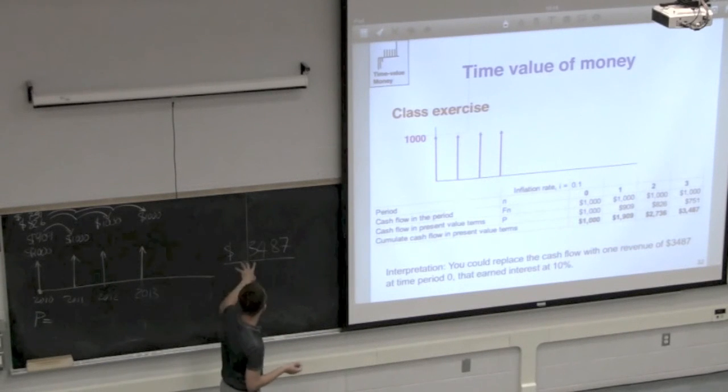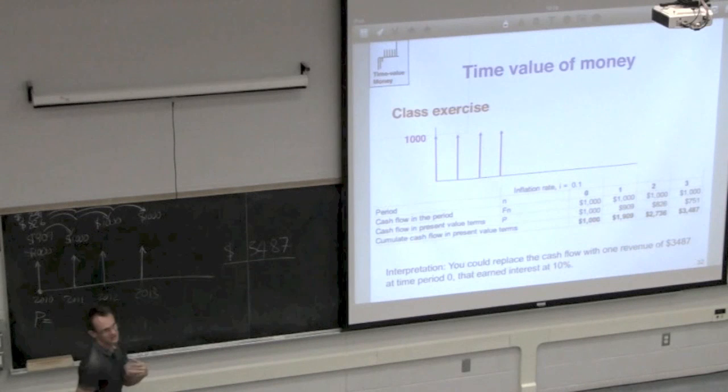So we could have deposited 3487 at a 10% interest rate, and it could have grown. Or I can simply just take it as cash flows and discount each cash flow one at a time and sum them up into present day terms.